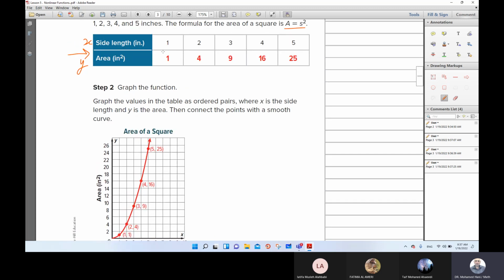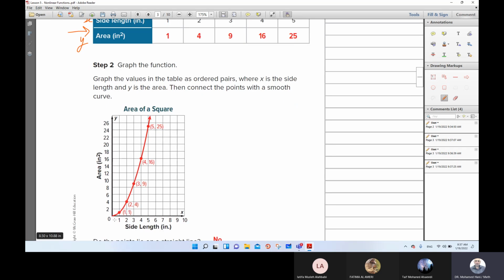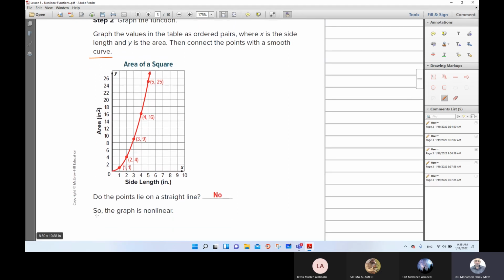As you see here, 1, 1 is the first point. Then this is 2, 4, then 3, 9, 4, 16, and 5, 25. Then you can connect the points. As you see, we have a curve, not a straight line. So do the points lie on a straight line? No. So the graph is non-linear.